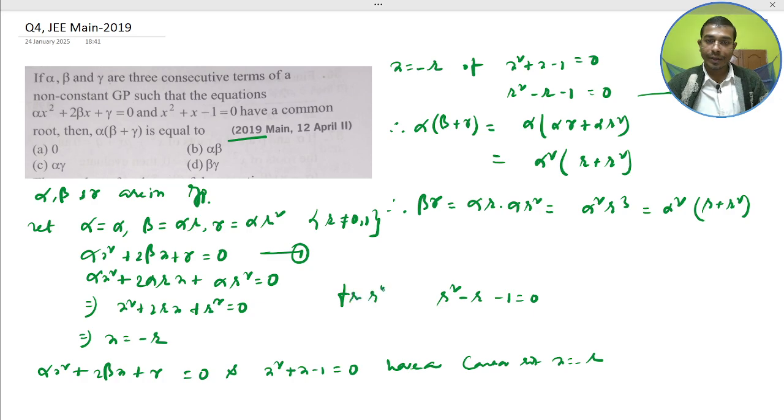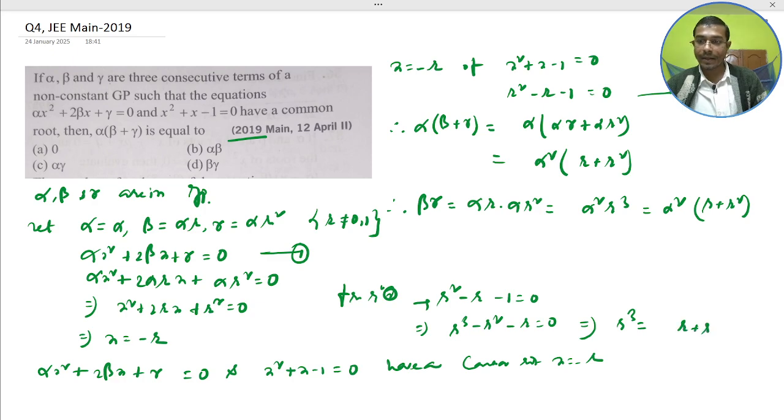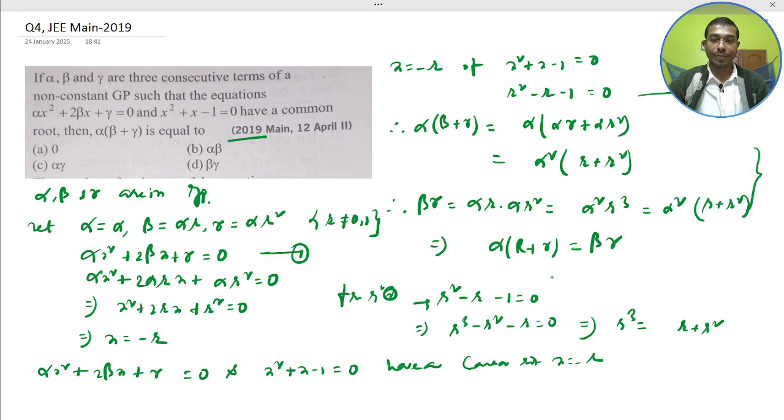From equation 2, so here the r cube equal to what? r cube minus r square minus r equal to 0. That implies r cube equal to r plus r square. Just put this value. So that implies alpha into beta plus gamma is equal to beta gamma. These two are equal. So alpha into beta plus gamma equal to beta gamma. So here D, beta gamma, would be the correct answer.